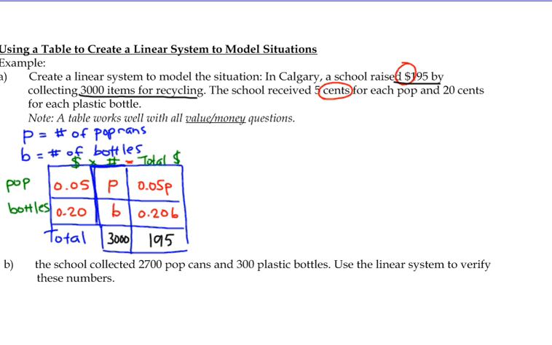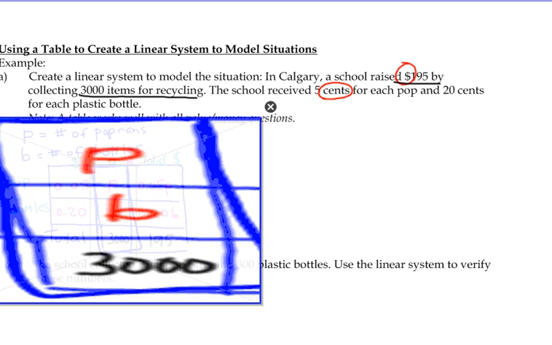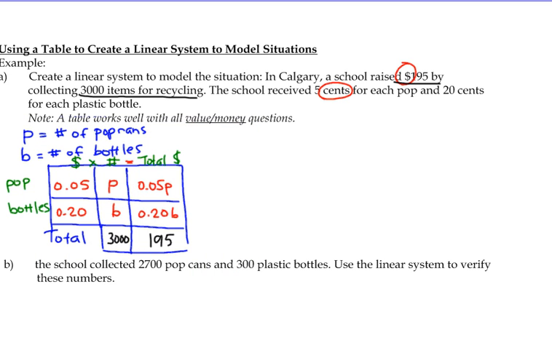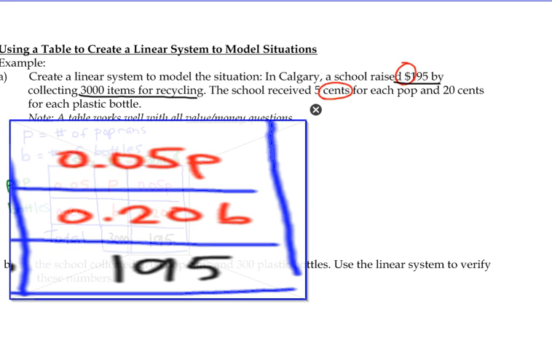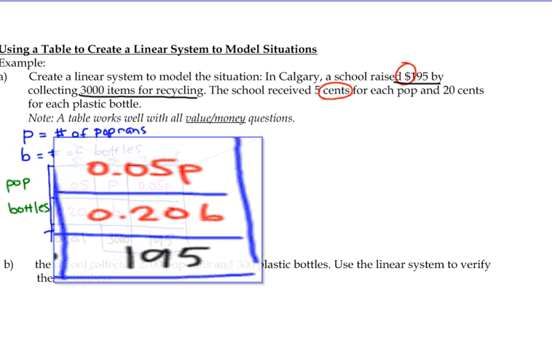Okay, so this is going to be one equation. Come on, Magic Pen. There you go. P plus B equals 3,000. That will be your first equation. And then your second equation would be this one. 0.05p plus 0.20b equals 195. I'm glad you like that.